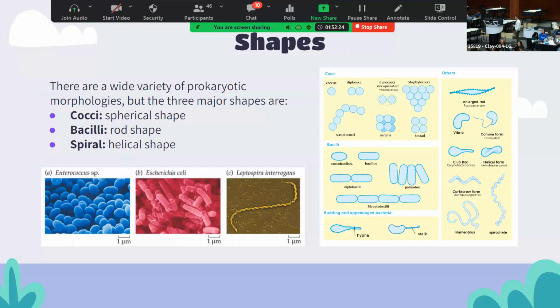Main three are cocci, bacilli, spiral. Pretty self-explanatory. There are more different shapes, but those are the main ones you have to know. You can see that Enterococcus is diplococci. E. coli is bacilli, and then you got the spiral one. I'm not pronouncing that. But each of those families, you can subclassify them depending, for example, how many spheres they have, how many rods they have. So you've got coccus, diplococci, bacilli, diplobacilli, and yeah, sure you can figure it out.